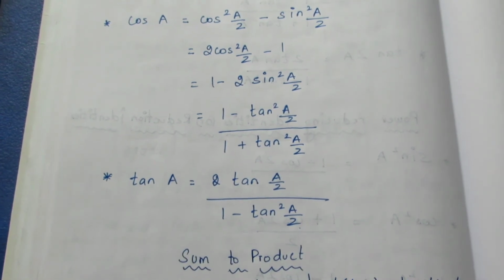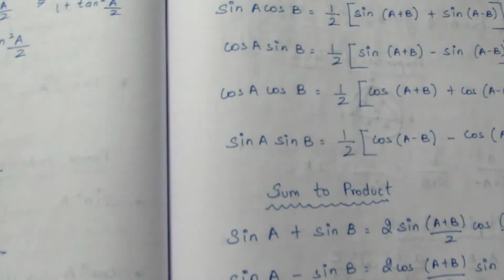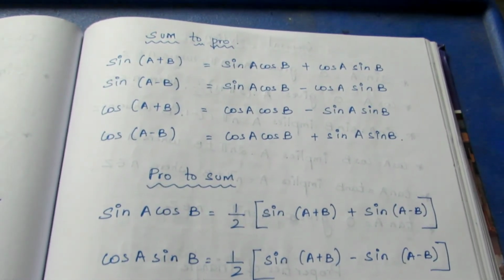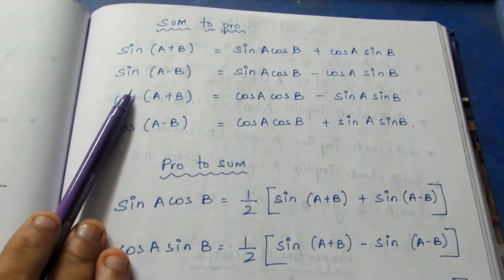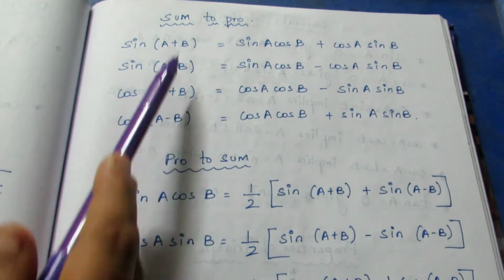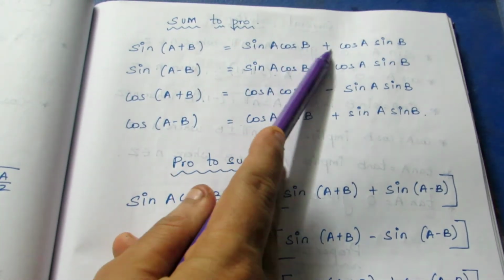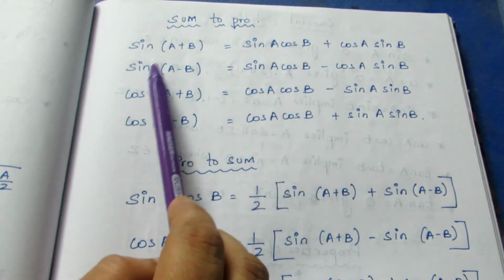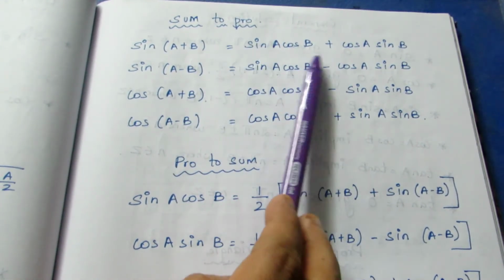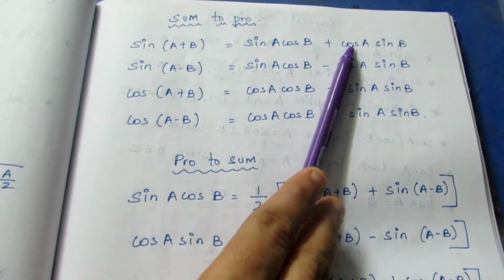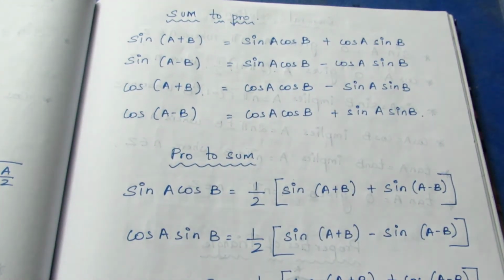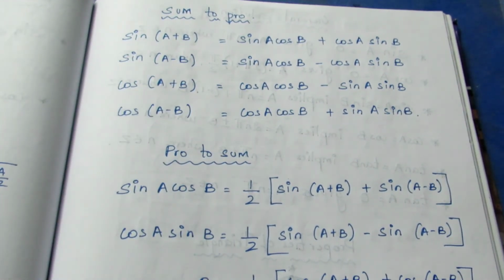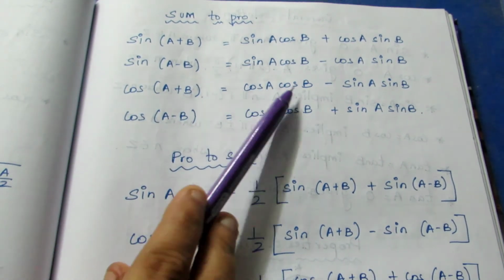We'll move on to the next level, sum to product. Sum to product is very important. We usually do sums dealing with these identities. Sin A plus B equals sin A cos B plus cos A sin B. Sin A minus B is just changing the sign. For sin, it will include sin and cos, cos and sin, with A and B in each case. Cos doesn't have anything with the other ratio, so it will have cos cos, sin sin.